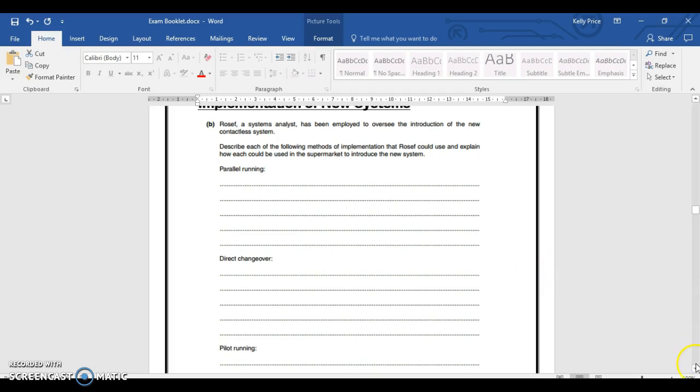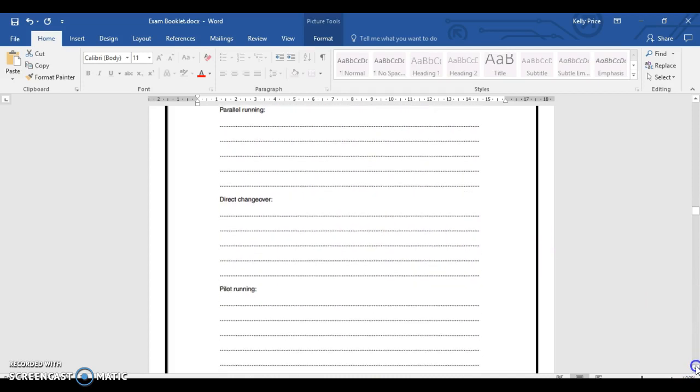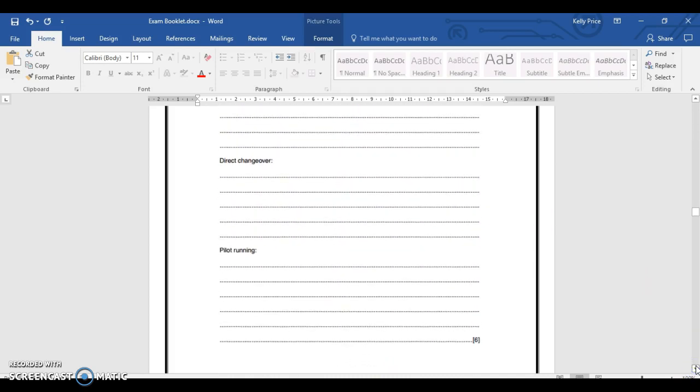Now the next one would be pilot running. So, for example, they would get maybe a smaller store, okay? And what they'll do is they'll simply put this new chip and pin system into this store. They would run it, see how it goes, any problems, fix it, and then what they'll do, they will slowly bring it out to the other stores, or maybe just go and put the system in the new stores once the bugs have been fixed.